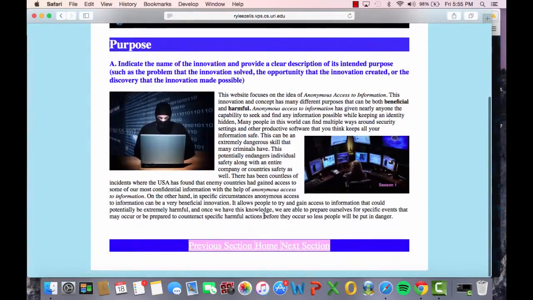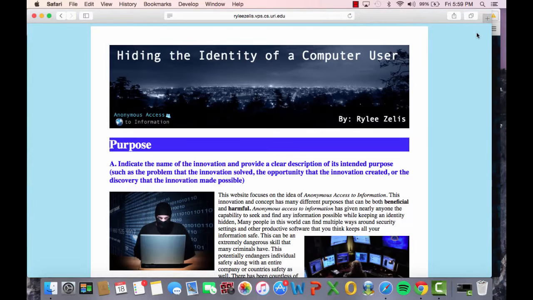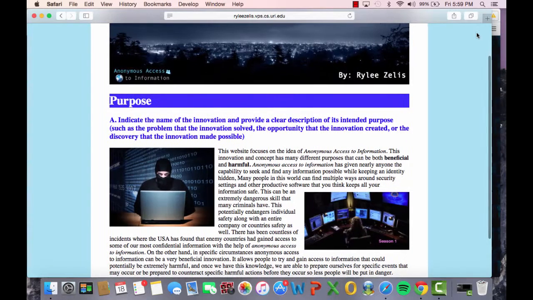First, this is my purpose page. The first question I had to answer was indicate the name of the innovation and provide a clear description of its intent and purpose. With anonymous access to information, there are both beneficial and negative purposes for this. Starting with the negatives, nearly anyone can access information anonymously. A common purpose is criminals, for example.